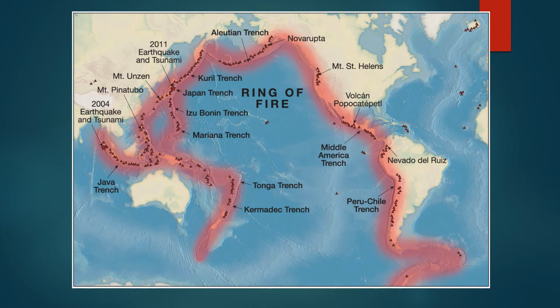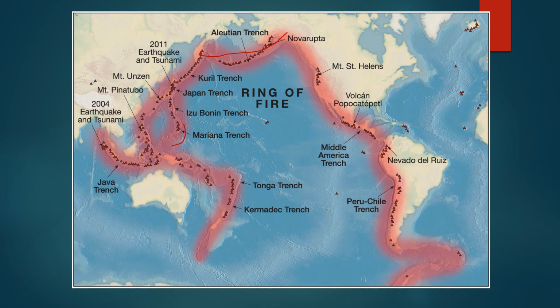Here you go again. Here are the other trenches. Here's where you have volcanoes, those tiny little triangles. You have the Aleutian Trench up here, Japan Trench, Mariana Trench, Middle America Trench. I mean, this is where you have many subduction zones. And along those subduction zones, you're going to have volcanic arcs, right?